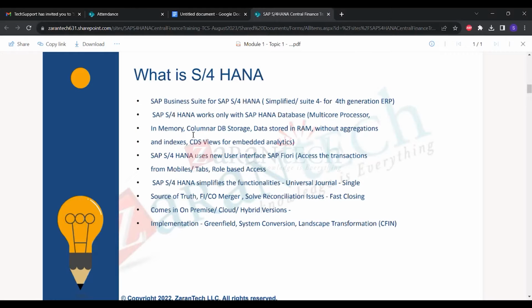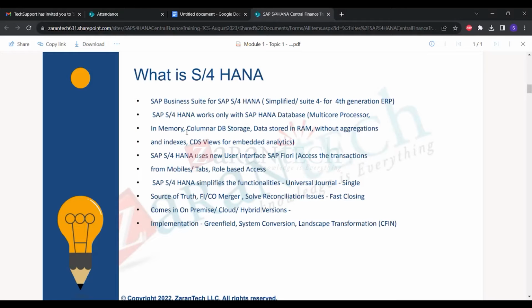So what is S4HANA first? S4HANA is the fourth generation ERP which has been simplified. It works on the S4HANA database, as the name suggests. So this is the suite for S4HANA.